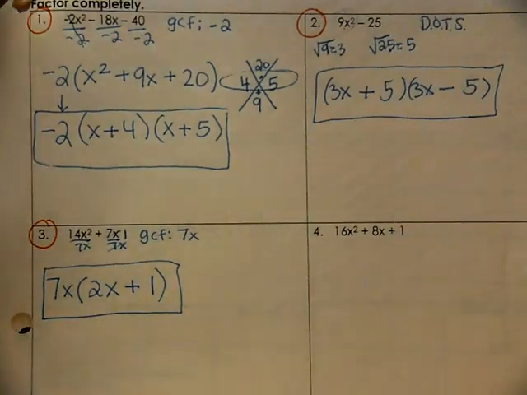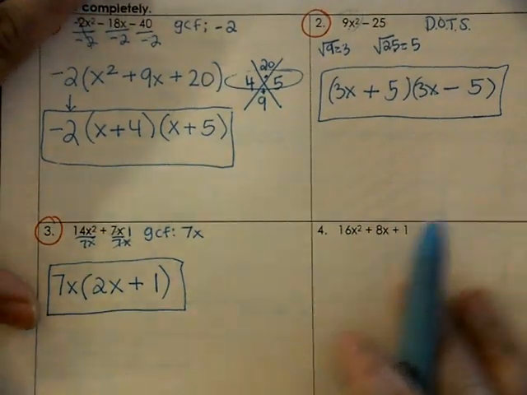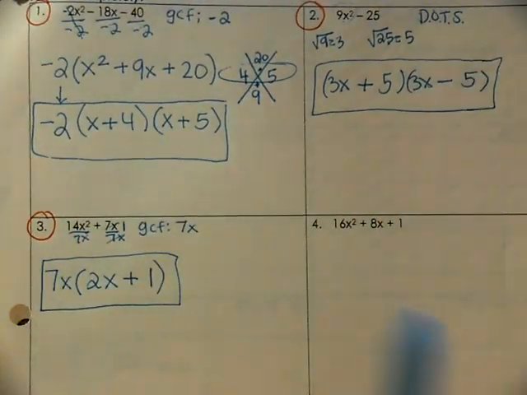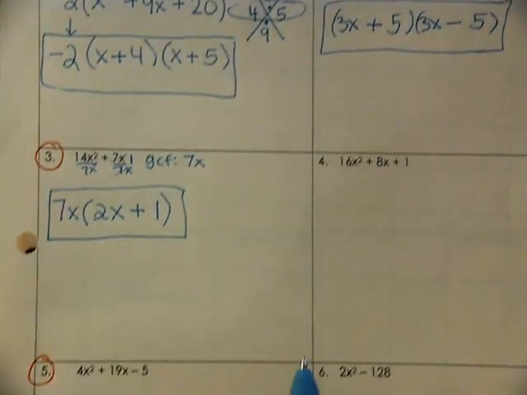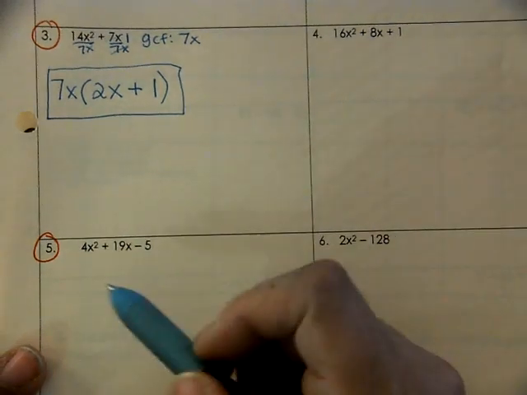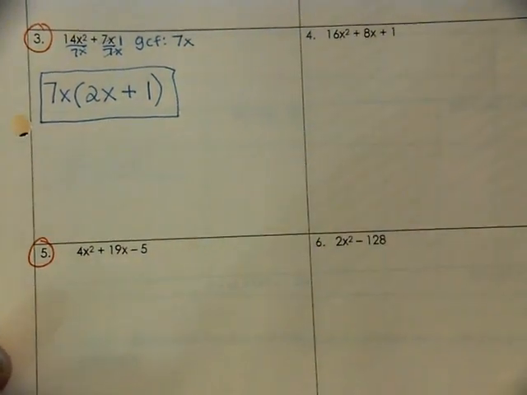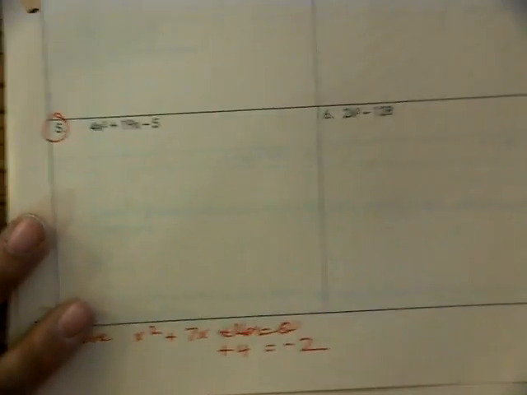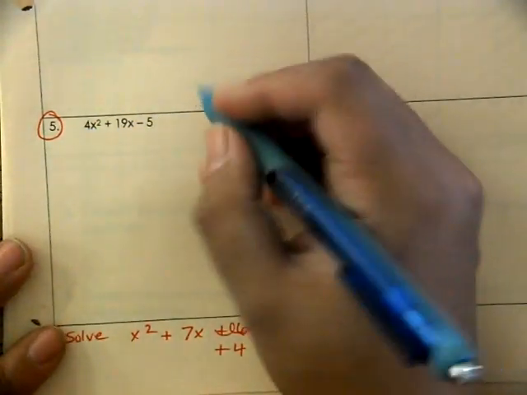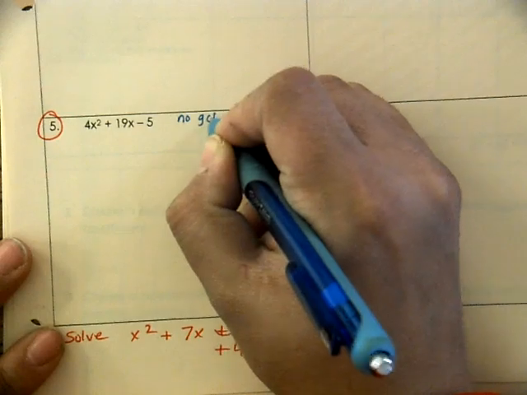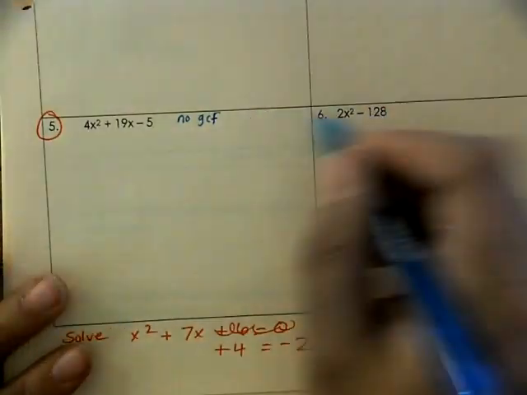If you have questions with these, you can always bring them on Monday too, and we can go through how to figure out whichever ones you have questions on. All right, number 5 on the bottom here. It looks similar to number 1 in that it has a number in front of x squared. The main difference though is that when I start to do this problem, there's no GCF. Okay, so I can't make it simpler by using a GCF.